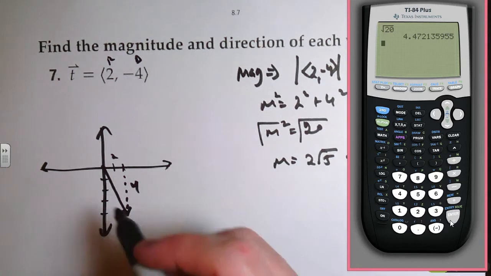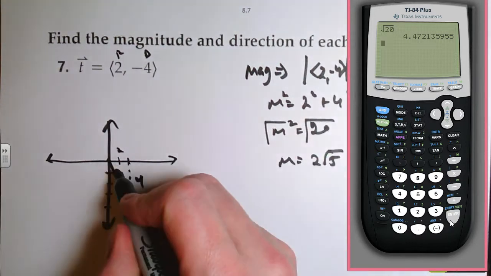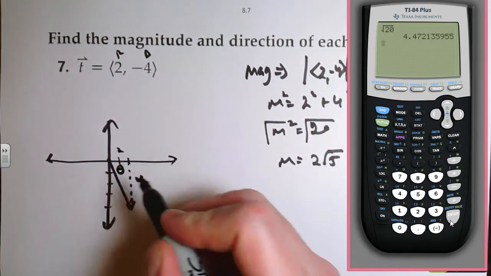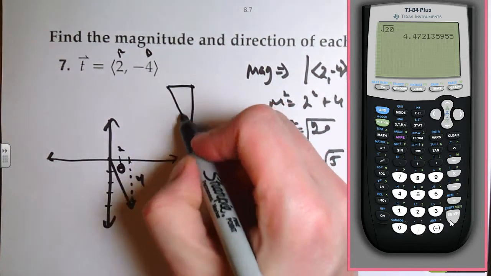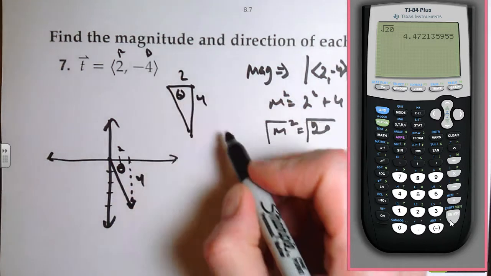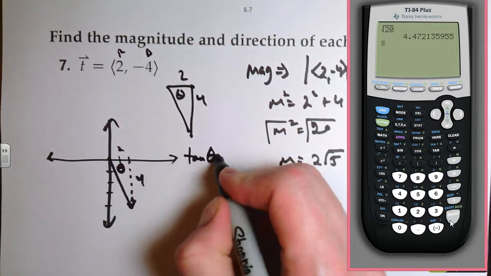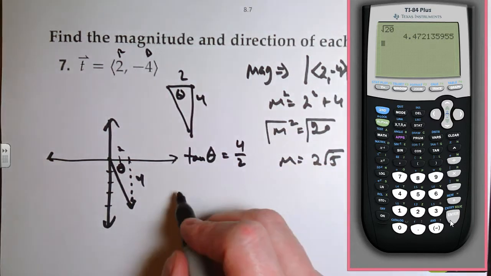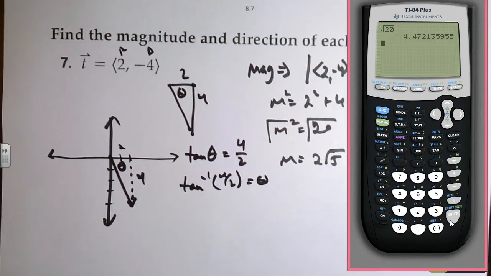Now here's the trickier portion: figuring out the direction, which really means they want to know the angle. And the angle we want to know is the angle right here, because that's the angle I can solve for. In order to do that, I again realize this is a little right triangle with side lengths of 2 and 4. I'm looking for that angle, so that's opposite and adjacent. So the tangent of that angle is 4 over 2. I'm going to do inverse tangent of 4 over 2 to get that angle. Second tangent, 4 over 2, which is really just 2, but it doesn't matter. 64 degrees, let's say.